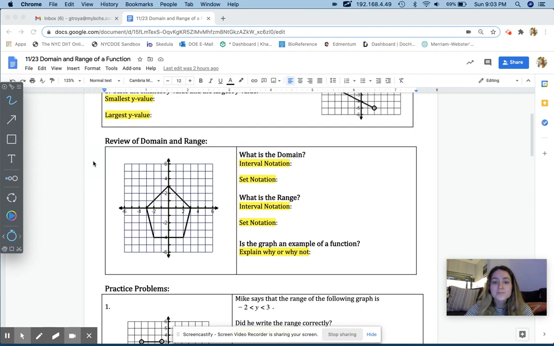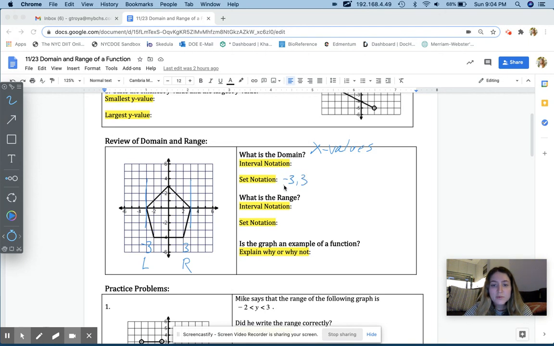So remember that when we're looking at the domain, we're thinking about the x values. So we want to try to find our most left x value and then our most right x value. And I can draw my vertical lines here and here to try to find those. Here it looks like we have a -3 and here a +3. So I'm going to start with my set notation because I just have my -3 and +3.